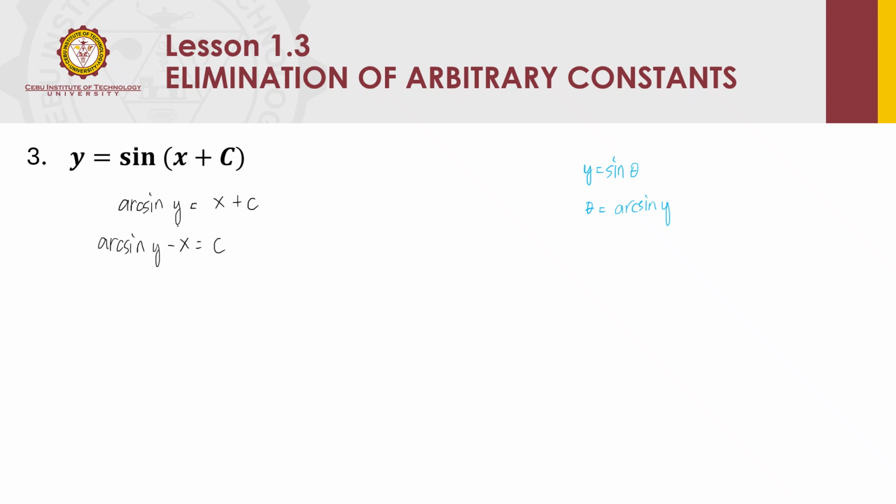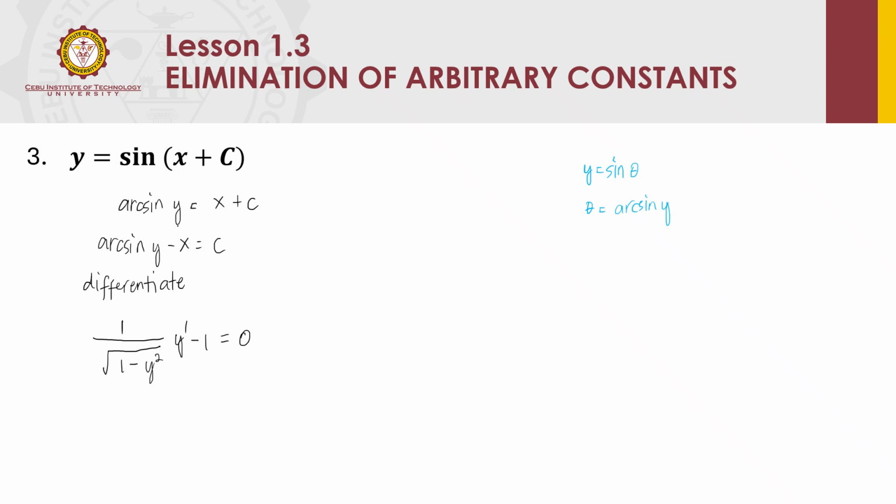Okay, so we now differentiate. So we have the formula for the derivative of arcsine, which is 1 over square root of 1 minus y squared. Okay, so for that expression. And then since it is differentiated with respect to x, we need to write y prime minus the derivative of x, which is 1, and then the derivative of the arbitrary constant is 0. So this is already a differential equation.